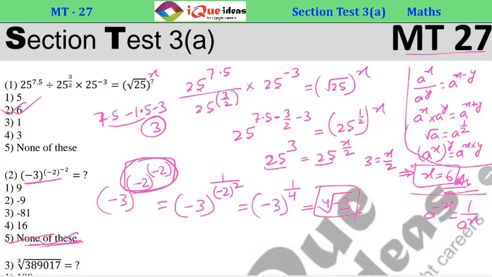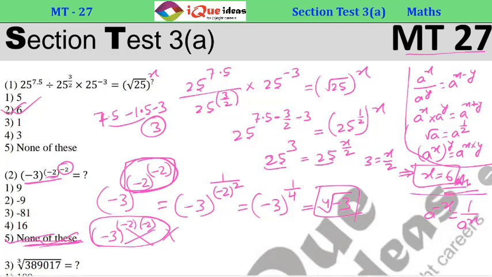A lot of people make a lot of mistakes in this question. They take it like this, minus 3 to the power minus 2 into minus 2. That would be wrong. Why would it be wrong? Because here this minus 2 is only for this minus 2. This minus 2 is not for the whole thing as it was here. Be careful, this would be the wrong answer. But in any case, answer is none of these.